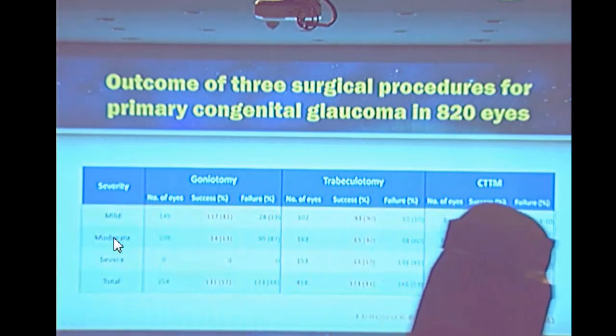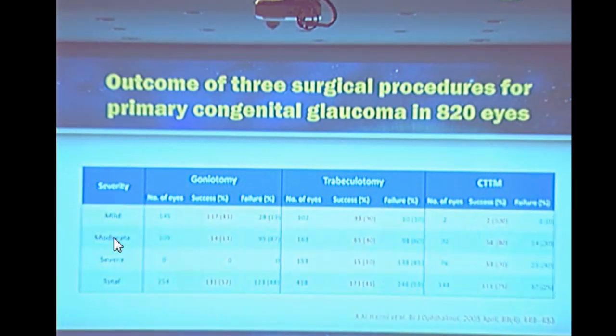And they divided the cases into three categories, mild, moderate, and severe, based on the level of intraocular pressure, the size of the horizontal corneal diameter, as well as, as far as I know, the severity of the haze. So they found that in mild cases, goniotomy and trabeculotomy gave good, similar, equal outcomes. Of course, you can't compare the combined here because there are only two cases. And when we come to the moderate cases, I hope the moderate, they did goniotomy, not because of the corneal haze, the moderate based on the level of the pressure and corneal size.